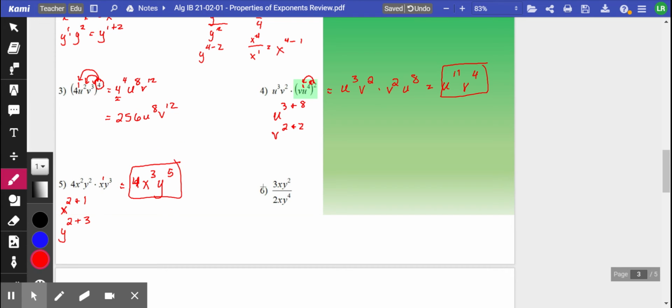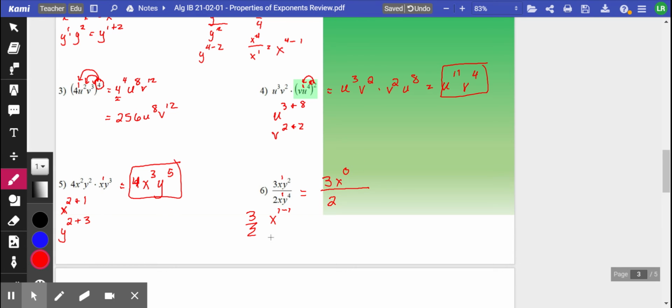Okay, the last one here, another division problem. Now, the fraction 3 over 2 cannot be simplified, so I still have 3 over 2. The x's are being divided. That means I'm going to subtract the exponent. So for the x's, I have 1 minus 1. 1 minus 1 is 0.